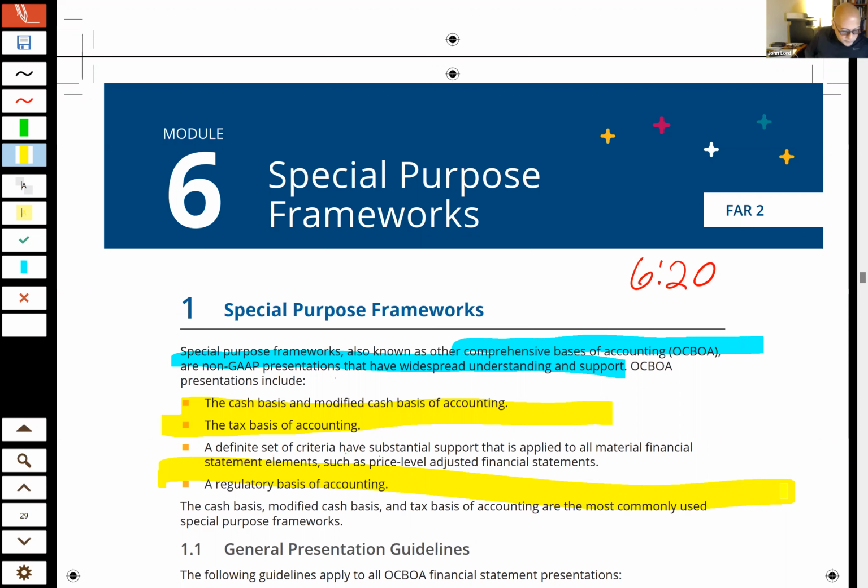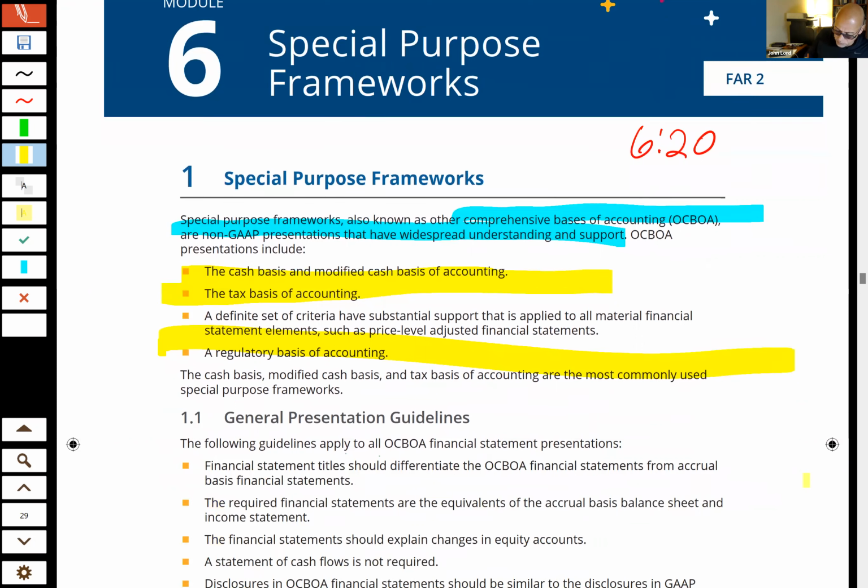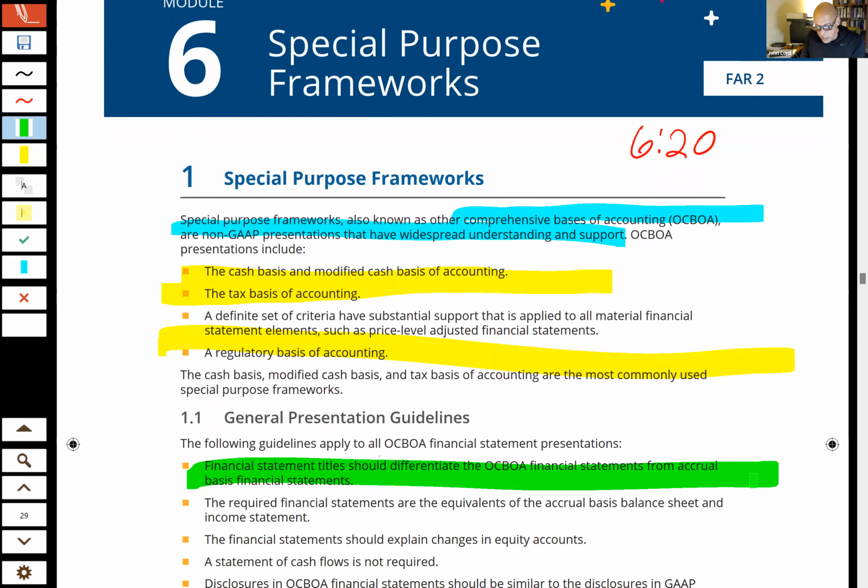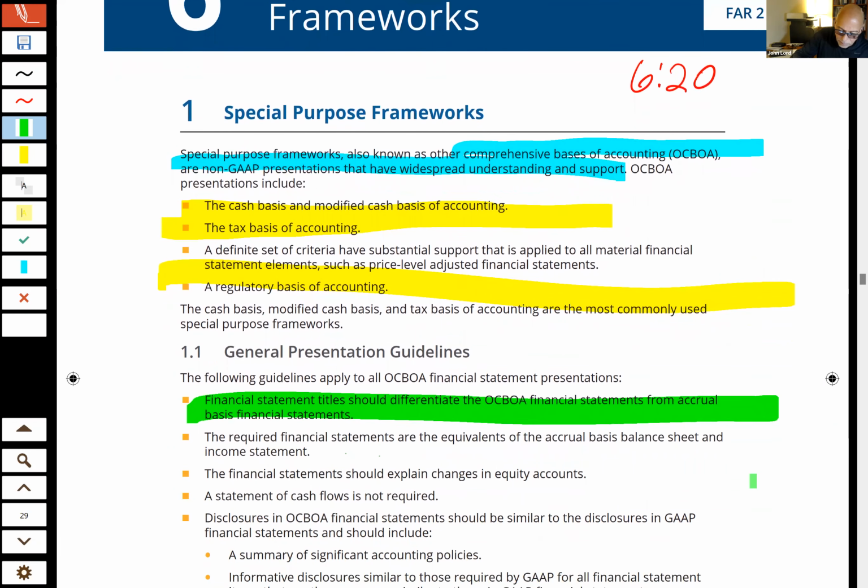Okay, and we start looking at what the appropriate names are for the financial statements. We have to use names that differentiate from the accrual basis. If we were talking about the balance sheet, we could not call it the balance sheet. We would have to call it something else, and we'll look at that in a second. We'll call it balance sheet, cash basis, income statement, cash basis, whatever. The required financial statements are equivalent to the accrual basis balance sheet and income statement, even though you don't call it balance sheet, you don't call it income statement.